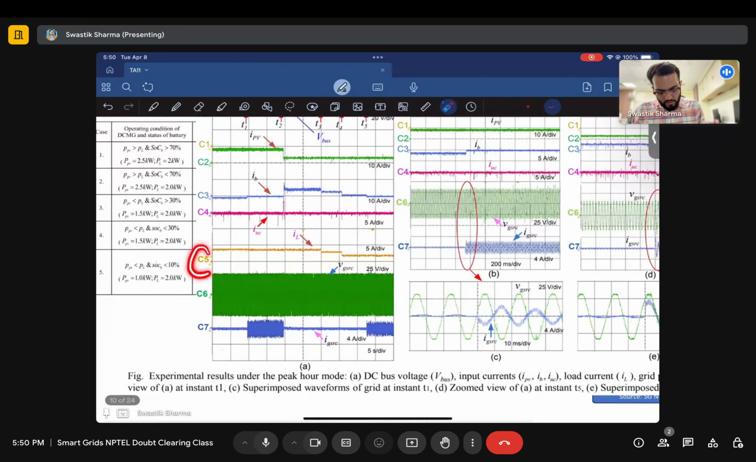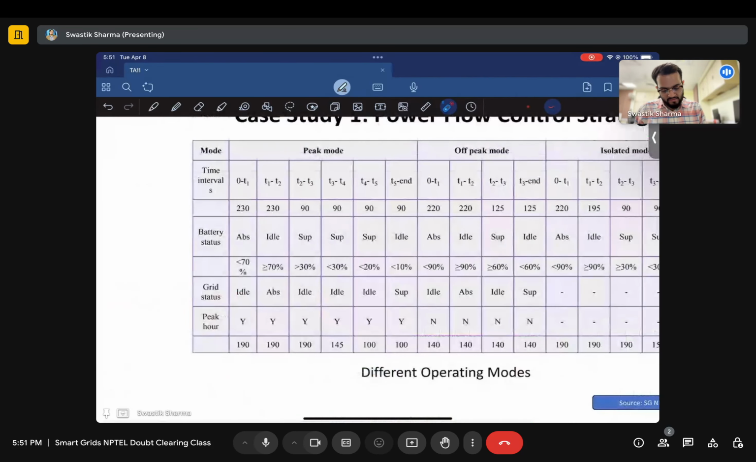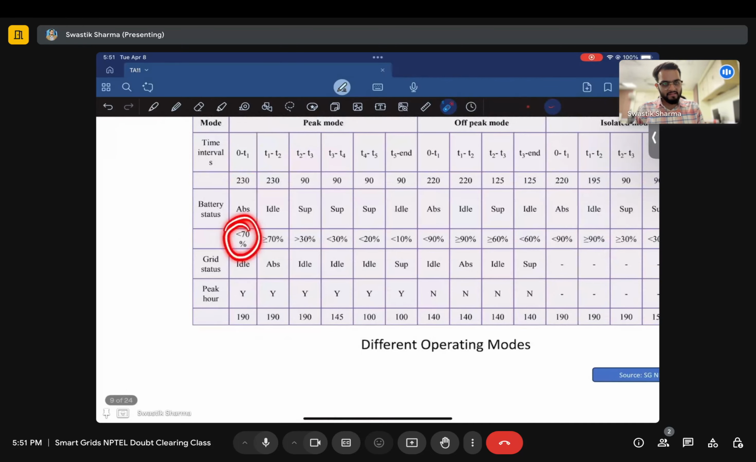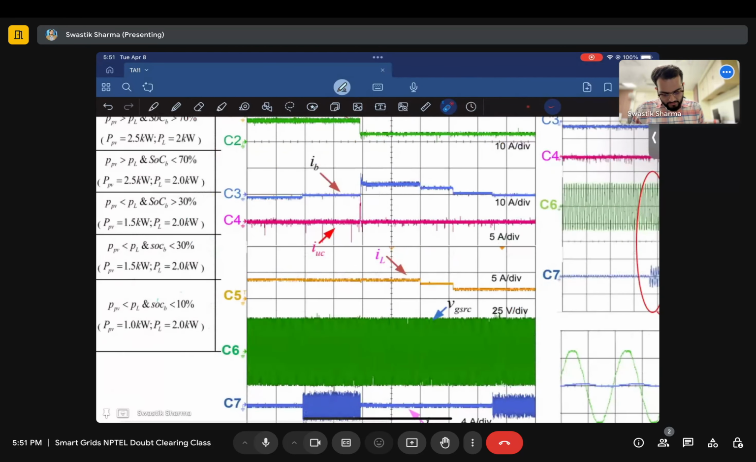Then you have the load, which is modeled over here. This is your grid side voltage, and this is your grid side current, showing how much current you are exchanging. So the first case is this one from 0 to T1, where the battery is less than 70%. That is why it's absorbing, and the grid is idle.